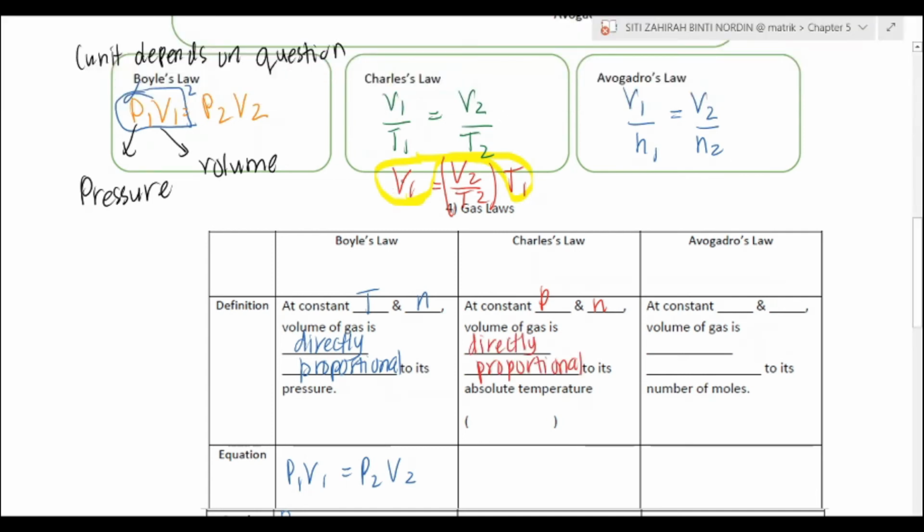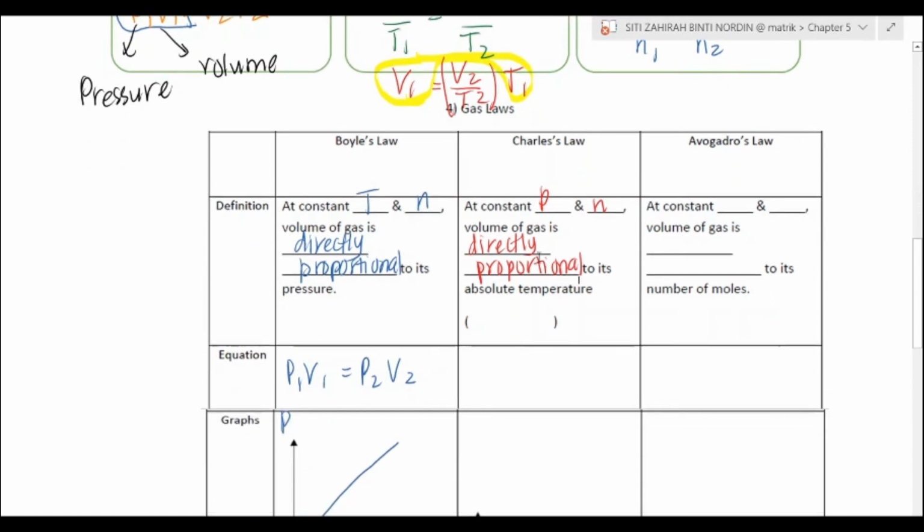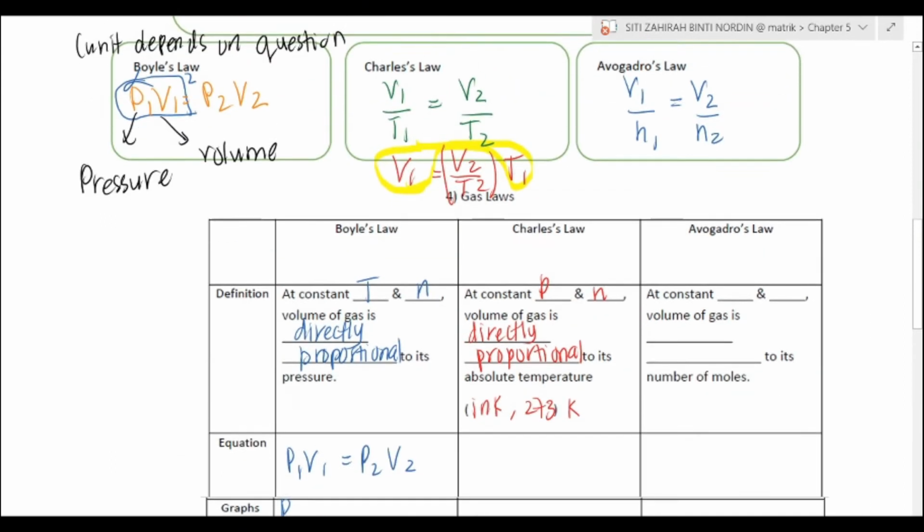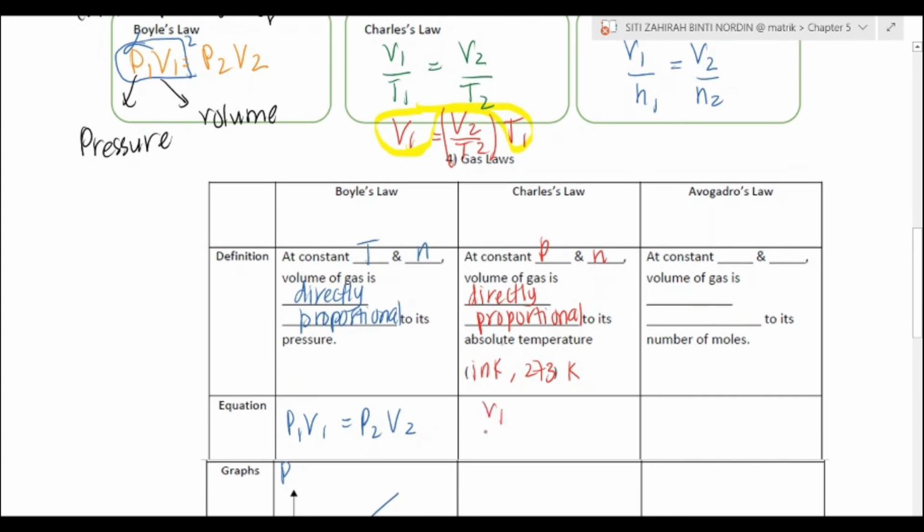You have to compare between V1 and T1 to its absolute temperature. Again, absolute temperature must be in Kelvin, so you have to add 273 to your degree Celsius temperature. The equation for Charles would be V1 over T1 equal to V2 over T2.